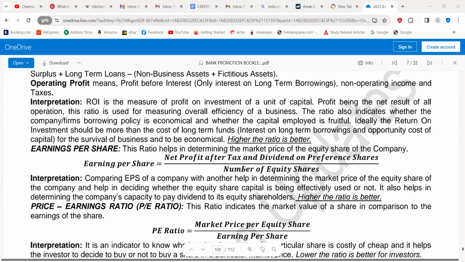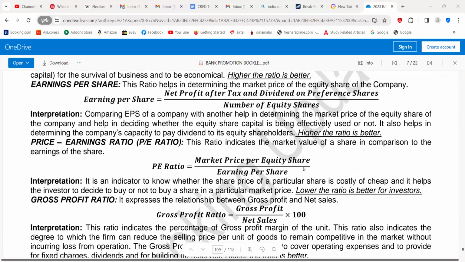That is net profit after tax and dividend on preference shares divided by number of equity shares. That is per share के लिए कितना earning होता है. Higher होने से better है.